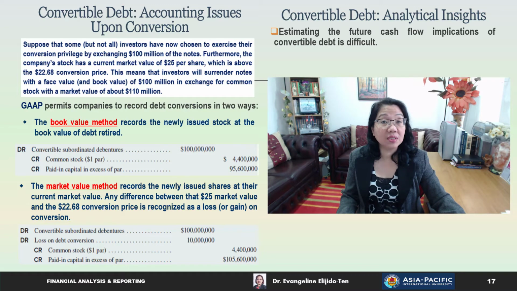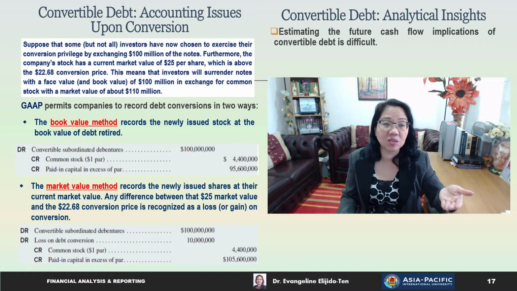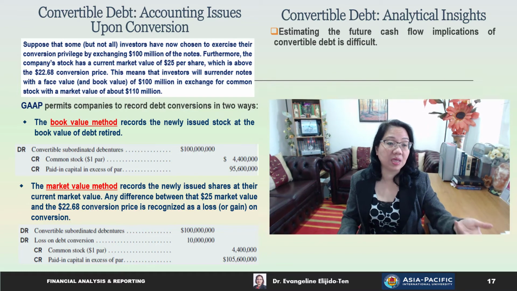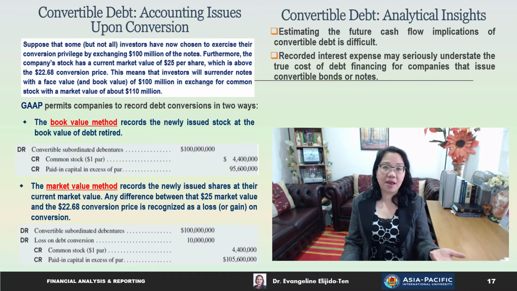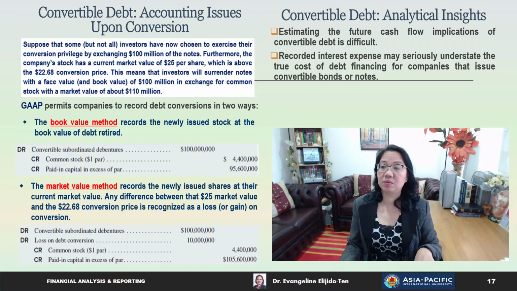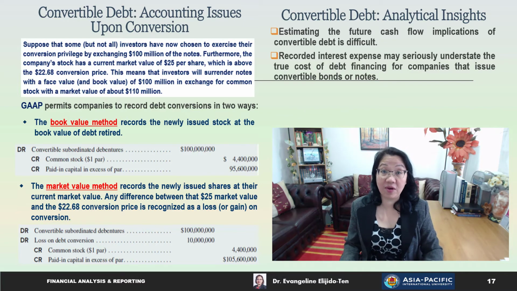If the options are considered underwater, this means that the exercise price is greater than the current share price, and if it's underwater and it's close to expiration, then it is unlikely to be exercised. Another insight that we can get from convertible debt is that recorded interest expense may seriously understate the true cost of debt financing for companies that issue convertible bonds or notes.